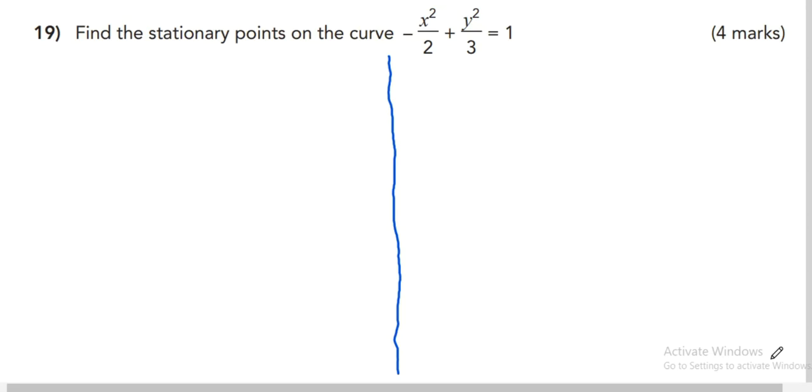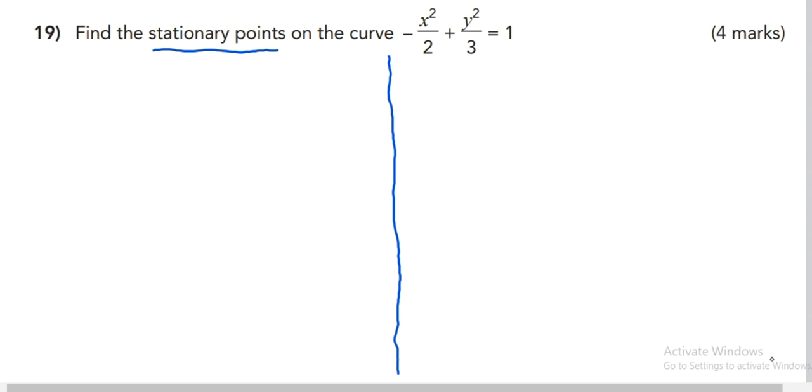Question 19. Find the stationary points on the curve negative x to the power of 2 over 2 plus y to the power of 2 over 3 equal 1. Here in this function he asked to find stationary points. If we want to find stationary points for any function, it means we have to find the first derivative and then put the first derivative, dy by dx, equal to 0, and solve the equation to find the values of letters x and y.